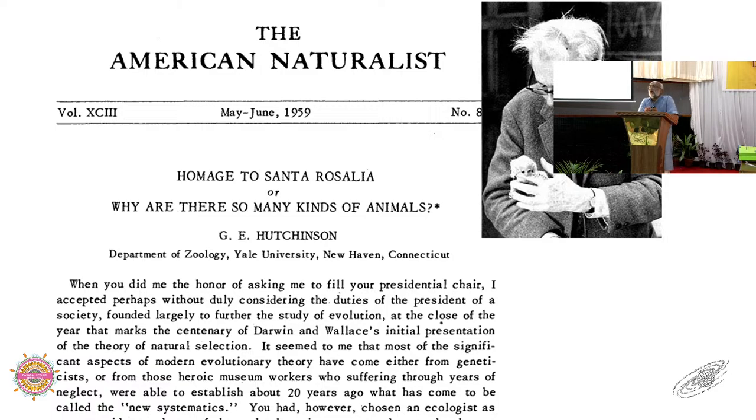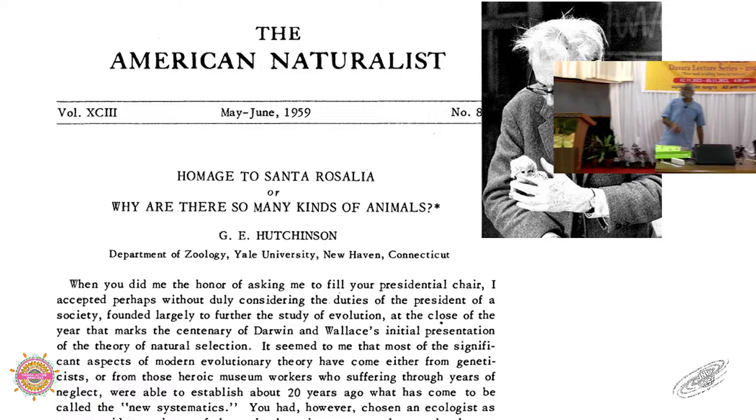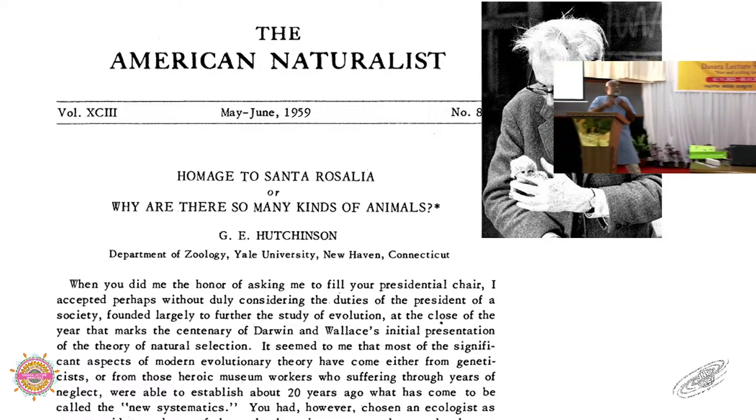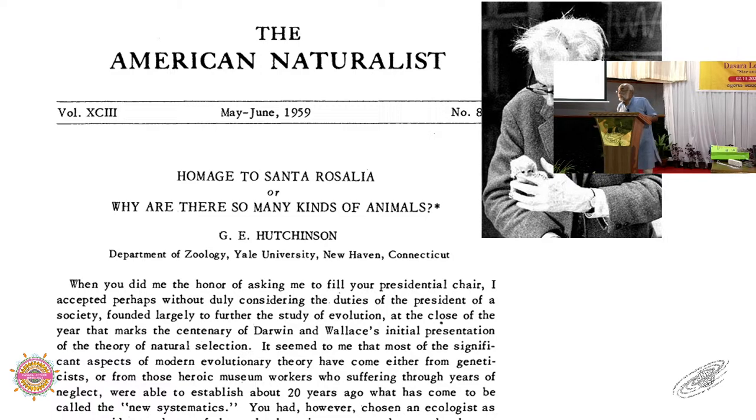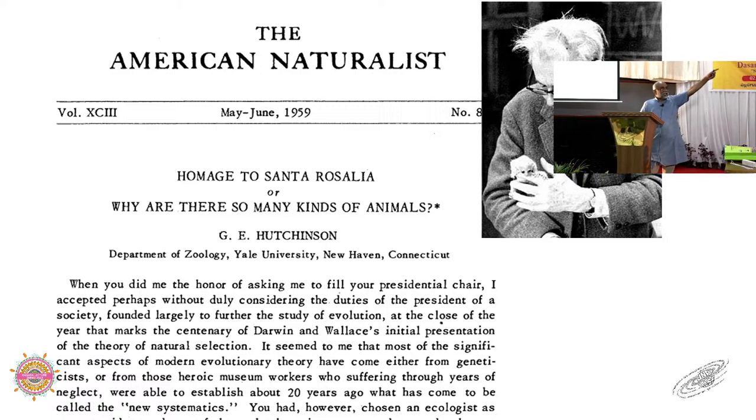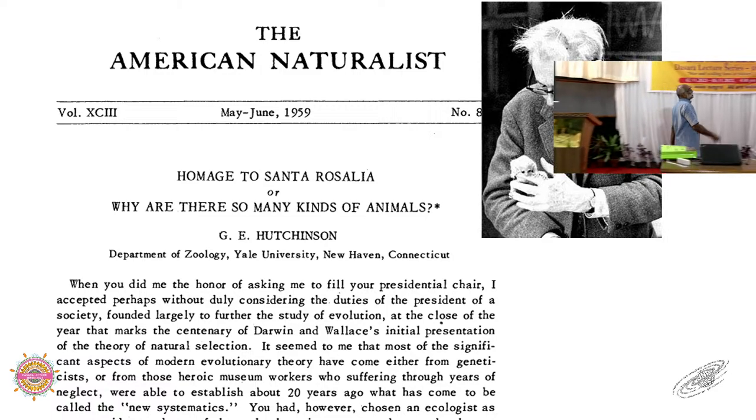In the 12th century, one nun had disappeared, and no one knew where she had gone. It turned out that in that cave, one skeleton was recovered, and they associated that skeleton to Santa Rosalia, who disappeared in the 12th century, based on the dollar that she was wearing. Now, Hutchinson went to the same cave and got some water bugs and developed a fantastic idea, and so he credited that idea to Santa Rosalia, and that's why he called it Homage to Santa Rosalia. What is it that he did?